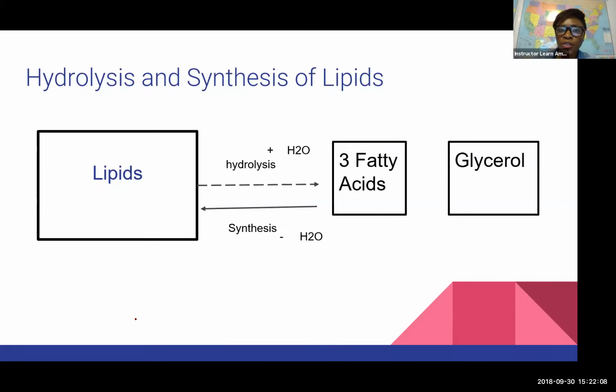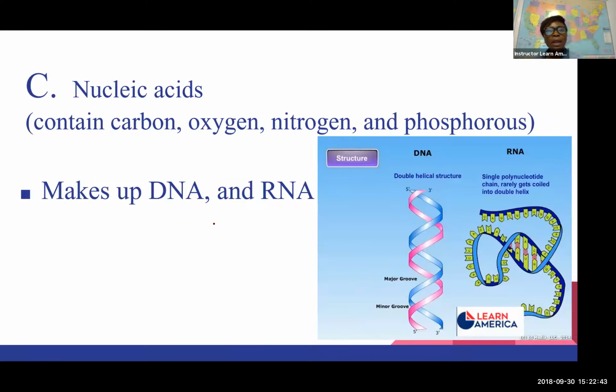I'm showing you that picture again, showing lipids. They are made up of smaller components of fatty acid and glycerol. If you need to break down the lipid into those, you're hydrolyzing it by adding water, but you can also create lipid, synthesize it, by removing water and joining the fatty acid and glycerol together. I like this image. It's straightforward, it's simple, and you can just plug in the simple compound and the complex compound.